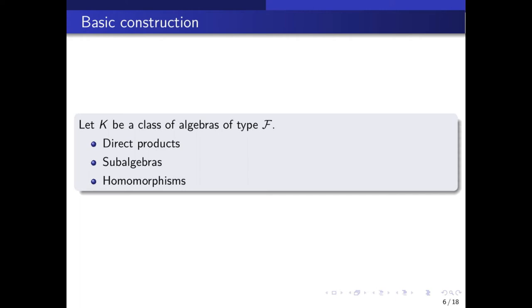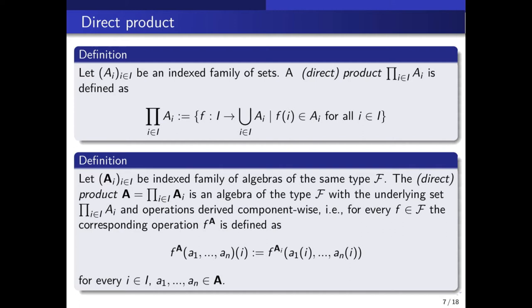So we have all these algebras, and we take their underlying sets, and we take the Cartesian product of these underlying sets. But the catch is that we have maybe infinitely many of these algebras, and that's why we write it like a function of the indexes. This Cartesian product of sets is also the direct product.